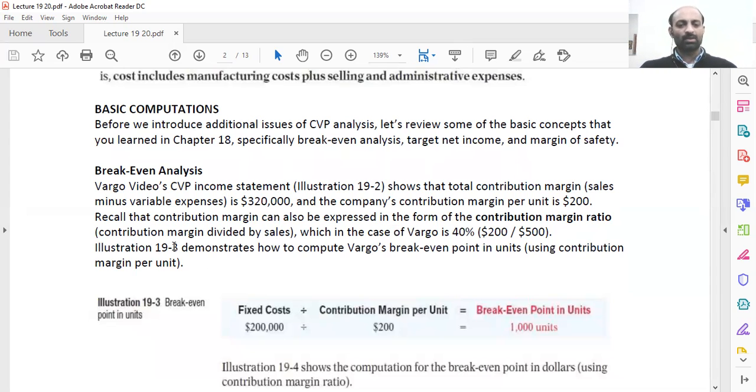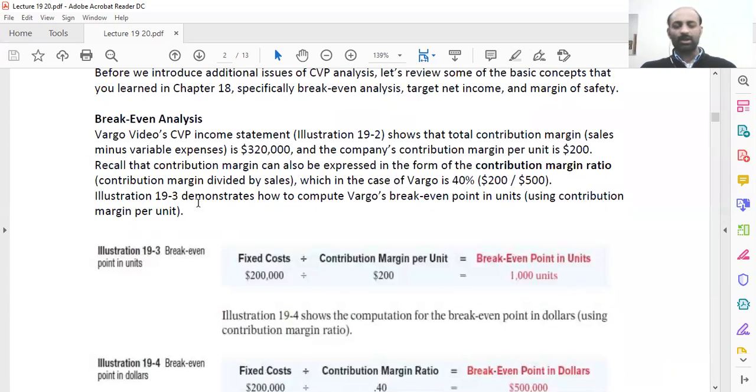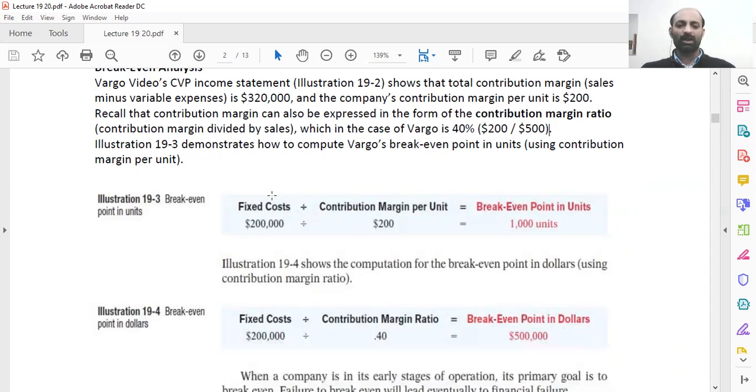How do you calculate the contribution margin ratio? By dividing the contribution margin by sales, which in the case of Vargo is 40%, as the contribution margin is 500 minus 300, which is 200, divided by 500, which is the selling price per unit. Illustration 19.3 demonstrates how to compute Vargo's break-even point in units using contribution margin per unit.